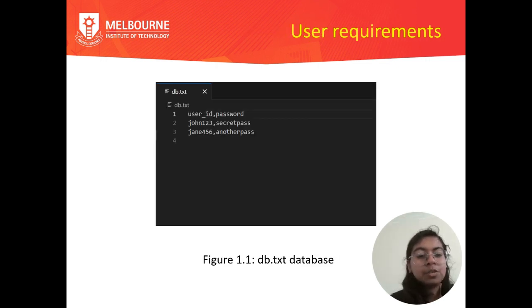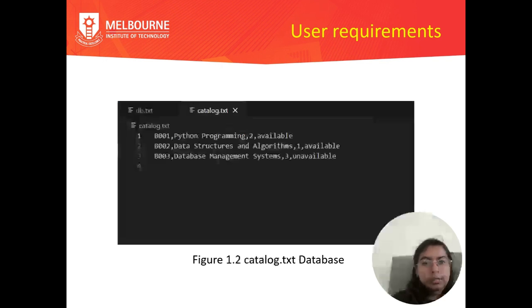First of all, we show the db.txt database. The program should prompt the user to enter a new user ID. The entered new user ID should be validated by checking if it exists in the db.txt database. If the user does not exist, the program should prompt the user to re-enter it. The program should prompt the user to enter a password and check the same.